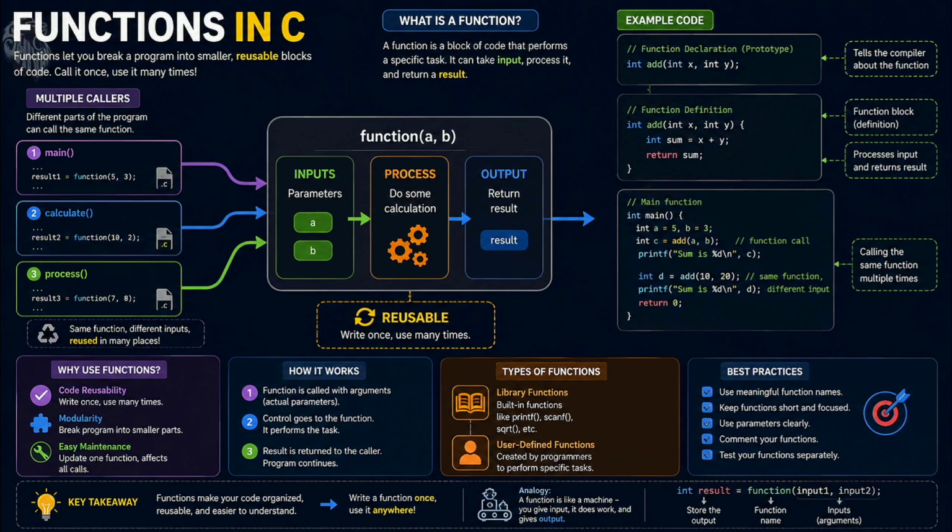14. Functions. A function is a reusable block of code that performs a particular task. int add(int a, int b) { return a + b; }. You can call it: int result = add(5, 3). Functions help make large programs organized and reusable.